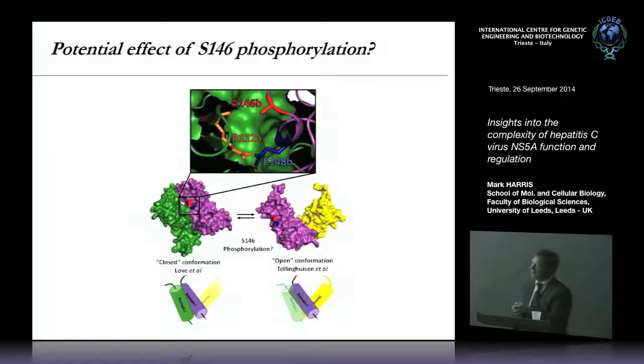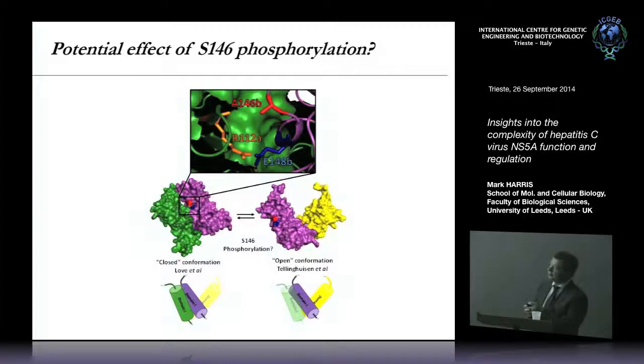But just to illustrate our thinking along those lines, this is the two dimer forms that I've shown you before, what we call the closed conformation, where the two monomers are like this, and then what's called the open conformation, where the two monomers are switched and opened out like this. And these were the two crystal structures that were solved of NS5A.